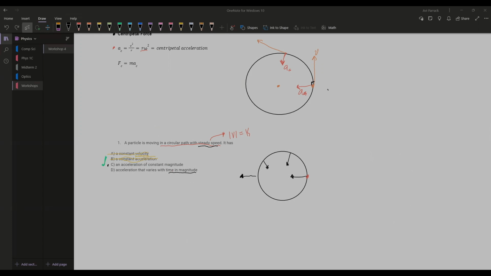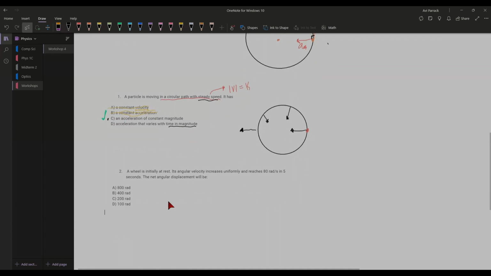Let's look at number 2. Looks like we're going to do some math in this one. Okay. What do they have for us? A wheel is initially at rest. Its angular velocity increases uniformly and reaches 80 radians per second in 5 seconds. The net angular displacement will be what? Okay, good question.